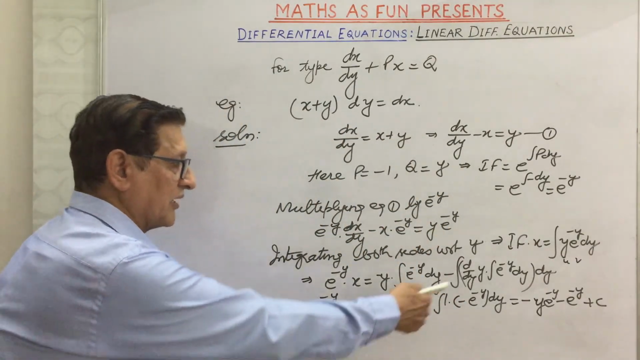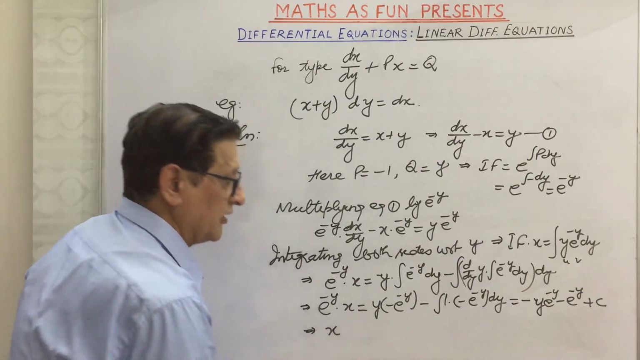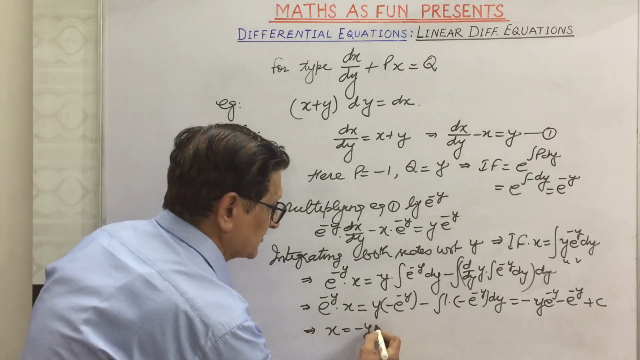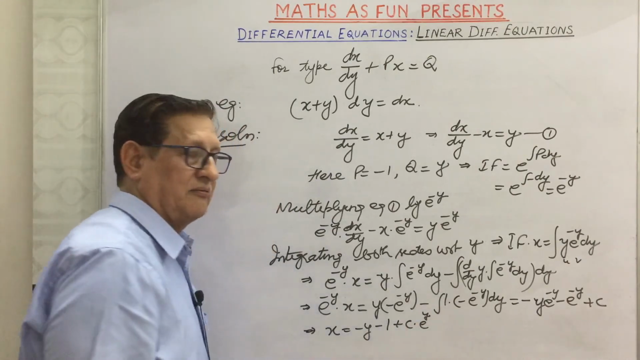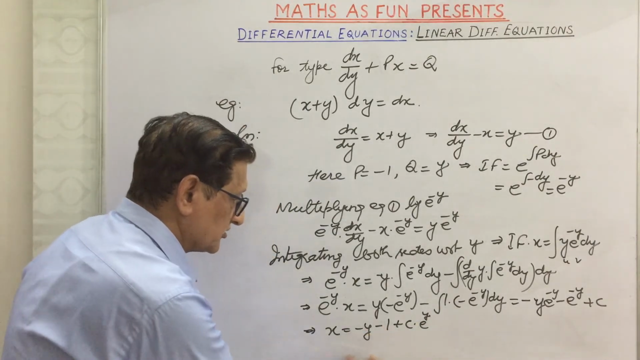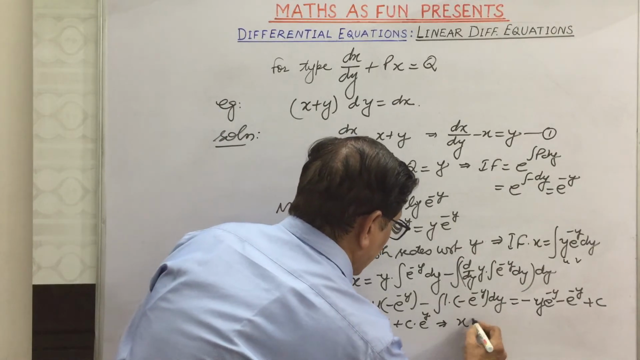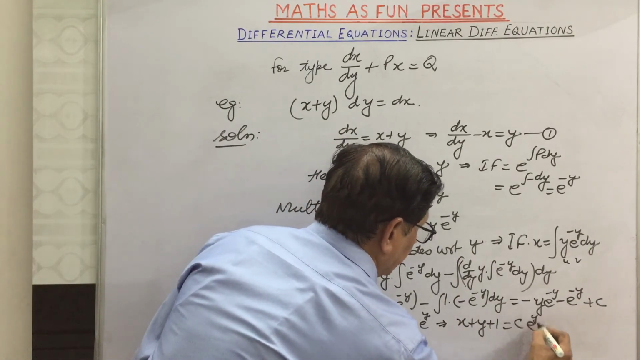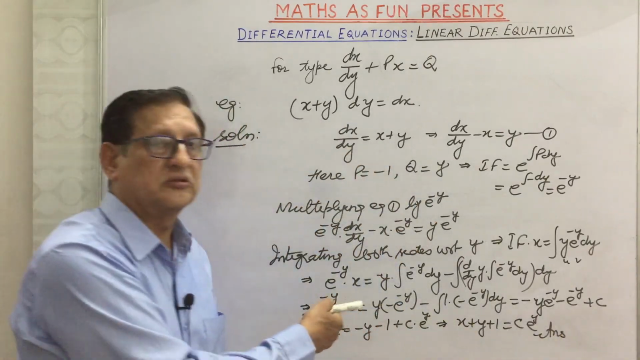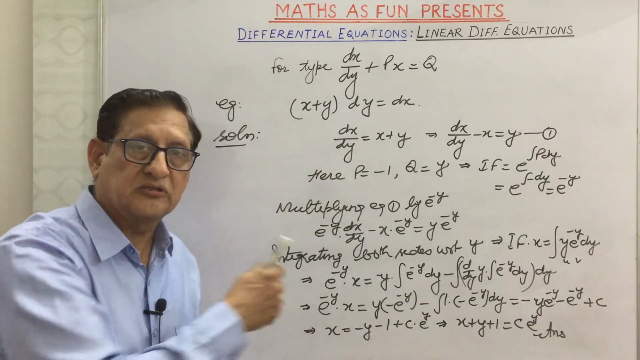Transposing this e to the power minus y onto that side, we are getting x equal to minus y minus 1 plus c into e to the power y. And if we transpose this here, we are getting x plus y plus 1 equal to c into e to the power y, which is the solution to this particular differential equation.